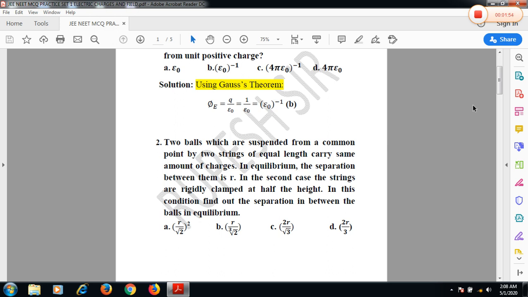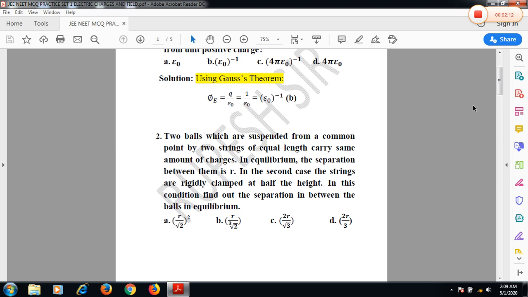Options given are option A, r by root 2 whole square, option B, r by cube root of 2, option C, 2r by root 3, and option D, 2r by 3. So let us move forward to the solution of this question.